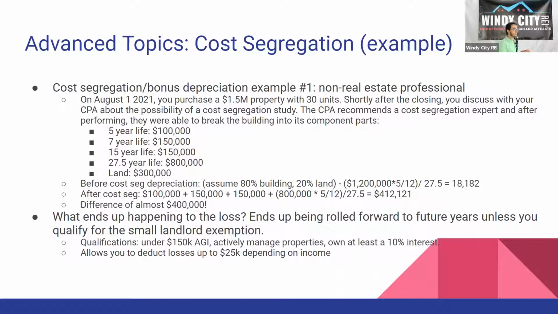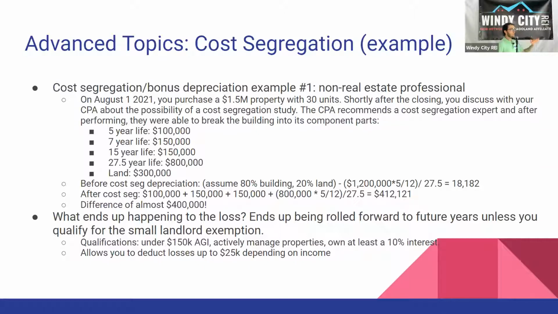So a couple of examples here. So cost segregation, bonus depreciation. This is a non-real estate professional, just to illustrate the points. So let's say you buy a property in August, you buy it for 1.5 million, 30 units. I don't know if that's feasible now or not with how much the market's run up here, but you discuss with your CPA about doing a cost segregation study. Most CPAs probably won't have this in-house, to be honest. So they may refer you to a cost segregation expert, or you could reach out to people on Bigger Pockets to find one. There's certainly quite a few in the forums from what I've seen.